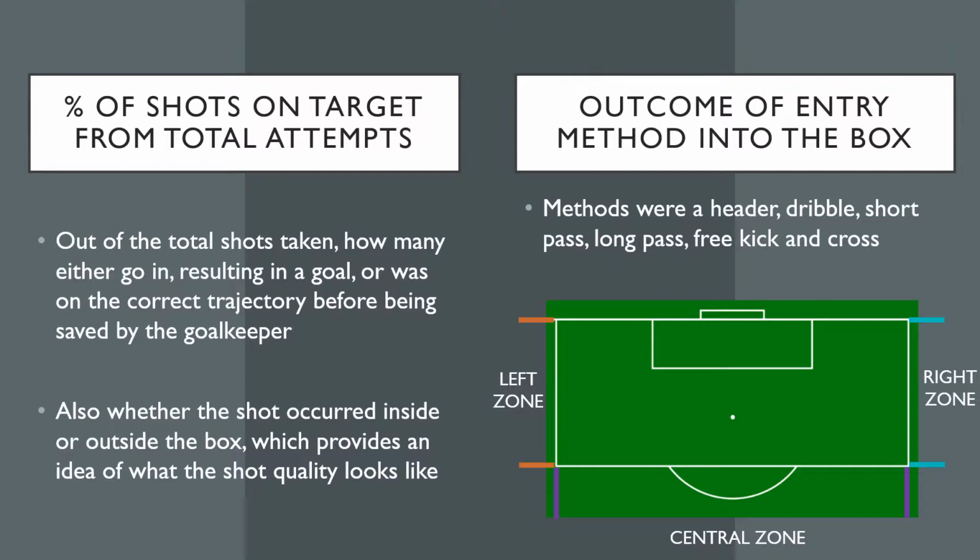For the outcome of entry method into the box, as well as the next KPI, the box was broken up into 3 zones, as shown in this diagram. So there's the left zone, the central zone, and the right zone. And the entry methods were a header, dribble, short pass being less than 20 metres, long pass being greater than 20 metres, a free kick, and a cross. And a cross was different from a long pass by being a lofted pass over the defence, whereas a long pass was generally played closer to the ground.